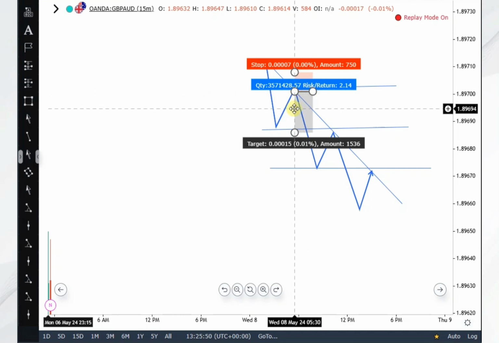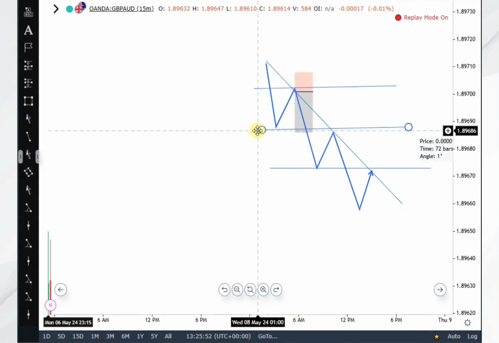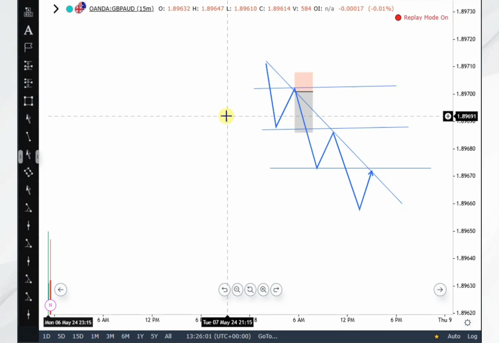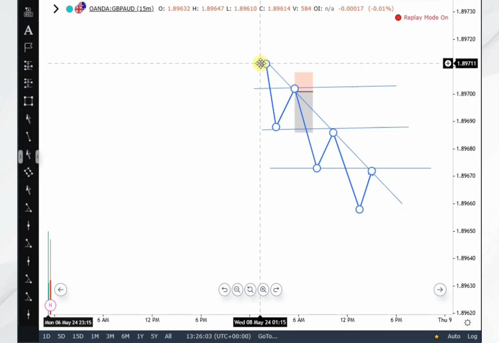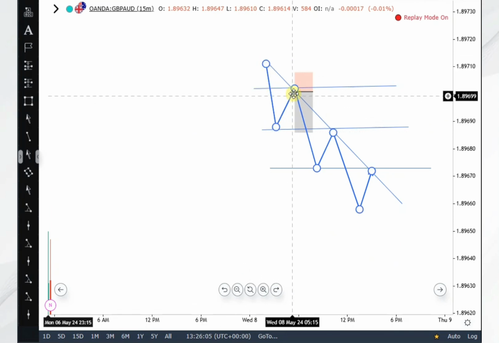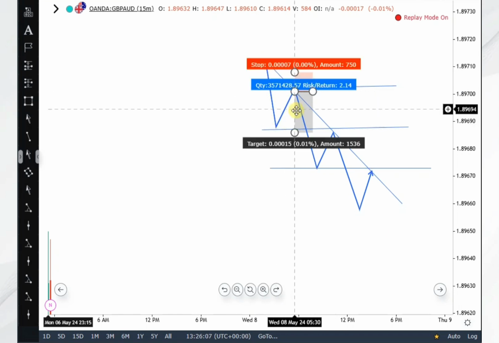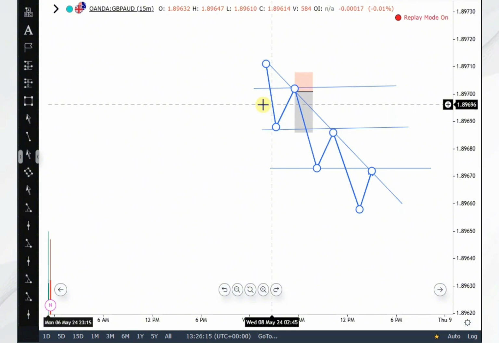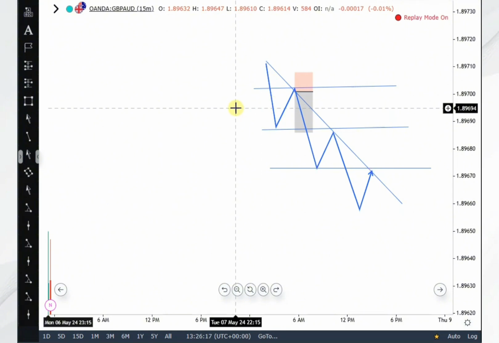So I hope you understand now how to draw a psychological level, support and resistance levels, and now you can also determine how to take a trade based on trend line and psychological levels. Combining these two pieces of information and using it to take a trade entry or to place your orders in the market, regardless of the currency pair you are trading.